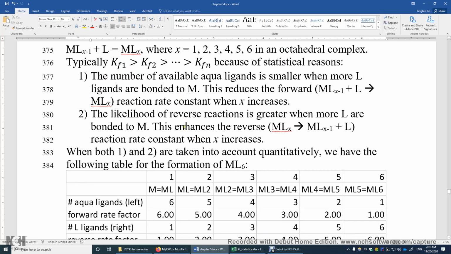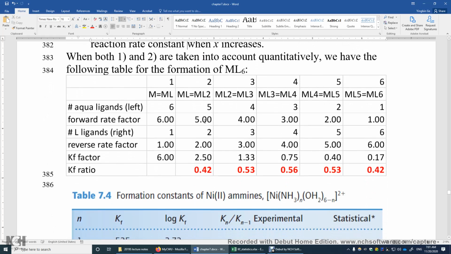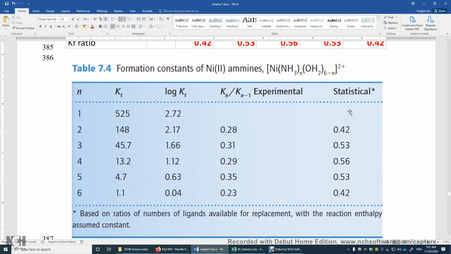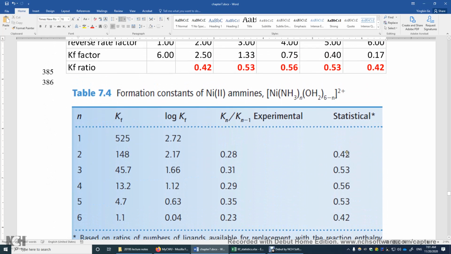due to these two statistical reasons. All right, but this is just theoretical prediction. The numbers are here, 0.42 here, 0.53 here. So over here, those 5 ratios between two successive formation constants. What about experimental values? Well, let's look at one example.